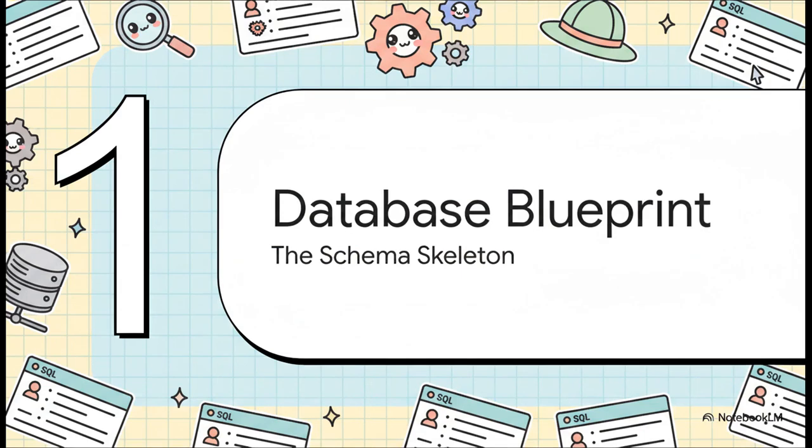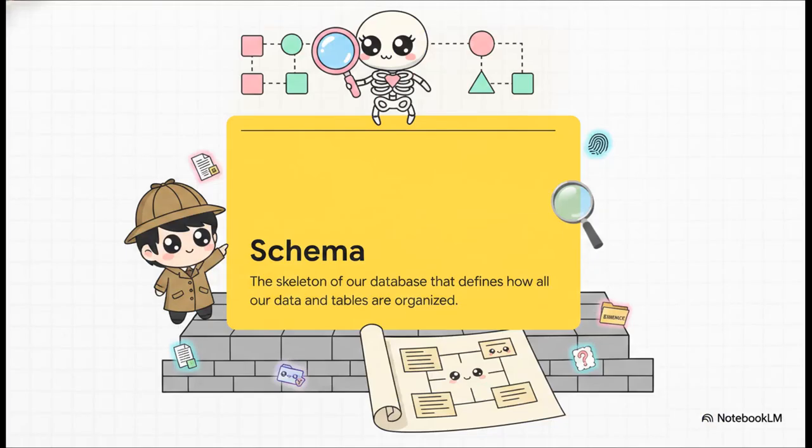Section 1, the employee database blueprint. First things first, we really need to understand the landscape before we start writing any code. Every solid investigation starts with a good foundation, right? In our world, that's the schema. You can think of a schema as the actual skeleton of the database. It defines exactly how all our data and tables are systematically organized. It's essentially our blueprint, laying out where every single piece of evidence lives. Simply put, if you don't know the schema, you're not finding the data.